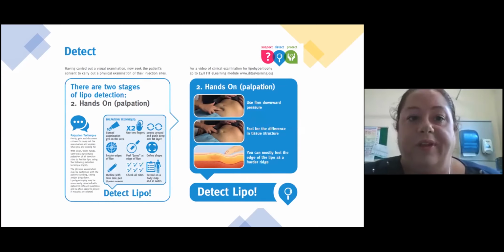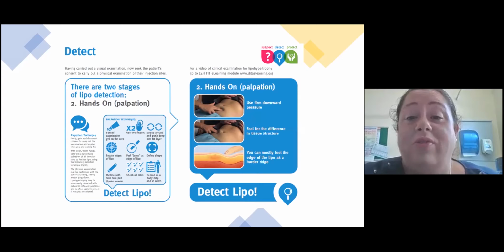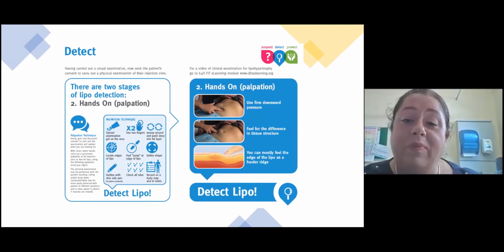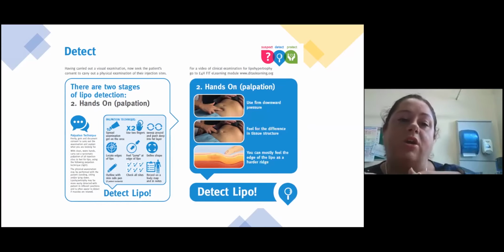Okay, your hands-on palpation. You guys all know this. I know that I feel I'm telling you stuff you already know, that you're using your firm pressure. It's good to go through this regularly, and feel the difference in your tissue structure, and you will feel it when you're palpating and rubbing and using that firm pressure, and when you come across your lipo, you do feel the edge is kind of a harder ridge, or a ropey feeling I do find sometimes.